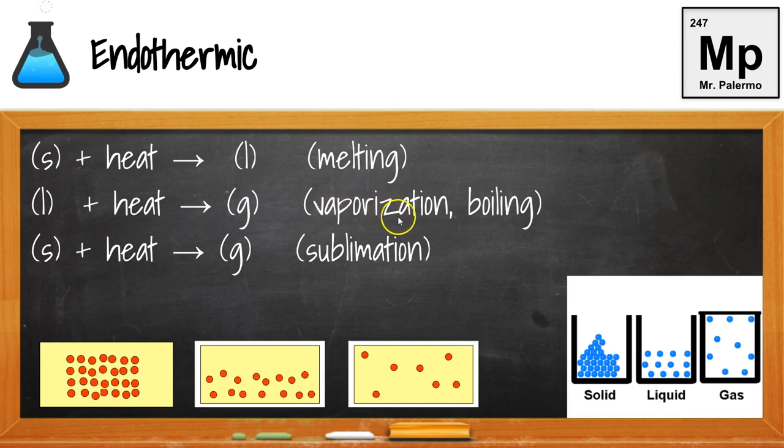Going from a liquid to a gas, again, heat on the left-hand side, the reactant side, that would be vaporization, evaporation, or boiling. And so we're taking these liquid atoms or molecules, and the energy is going to further separate them into the gas phase. And then going from a solid directly to a gas, again, heat being a reactant, that is sublimation.